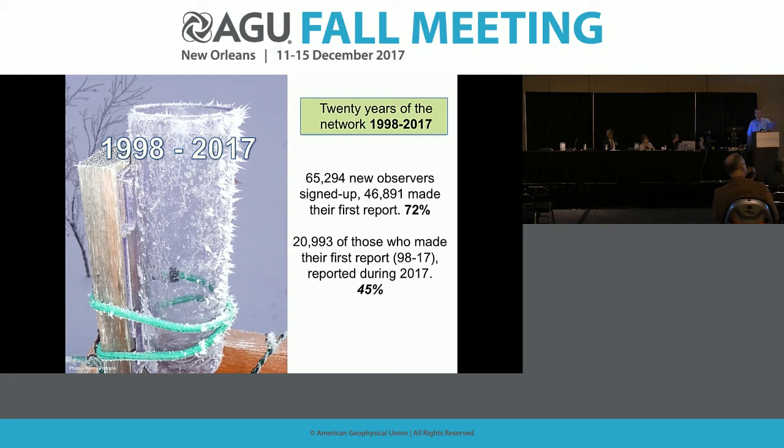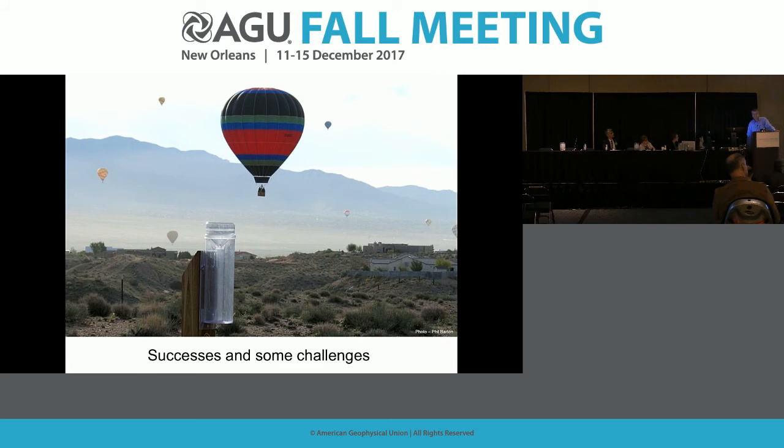This gives you some numbers on the tens of thousands who have signed up. About a third who sign up never take an observation. Their rain gauge never gets purchased, it just gathers dust. But of those that have taken observations, begun taking them sometime in the last 20 years of the program, a little under half are still taking some observations today.